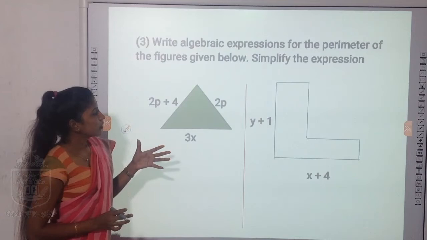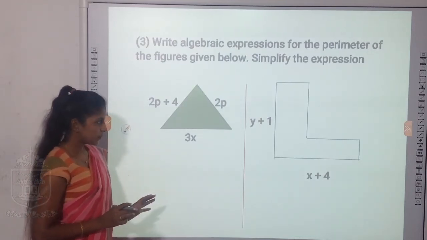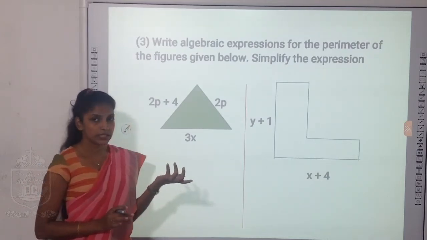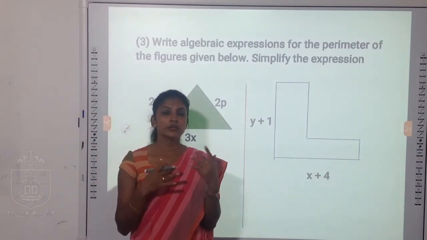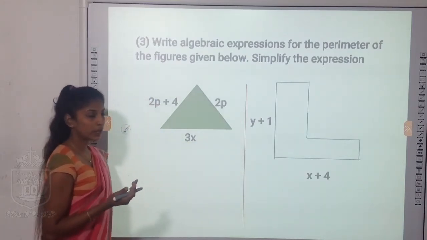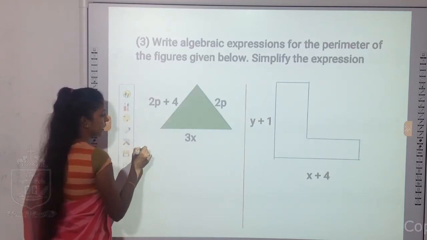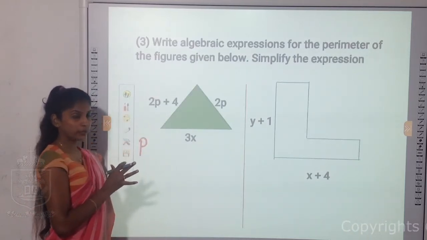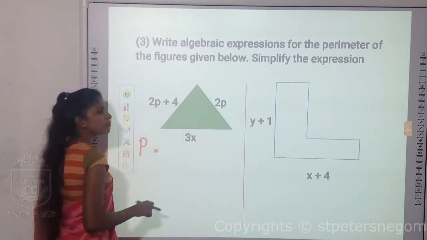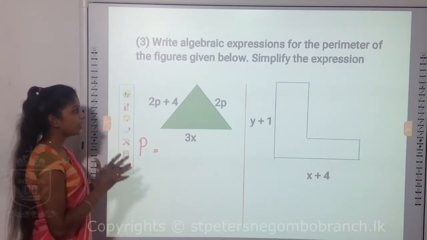Right, so here you are given two figures for you to construct an algebraic expression for the perimeter. Now you know what perimeter is. Perimeter means the total length around a figure. So if you have to find the perimeter, what do you have to do? You have to add all the lengths. So if I represent perimeter using capital P, perimeter means addition of all three. So I can write an expression by adding all these.